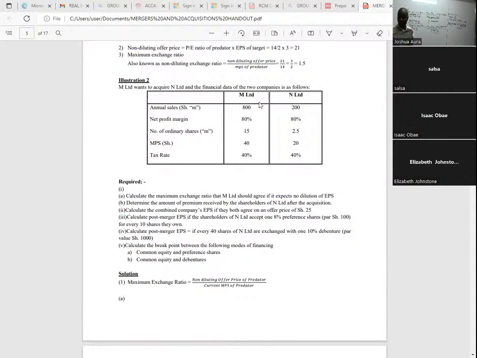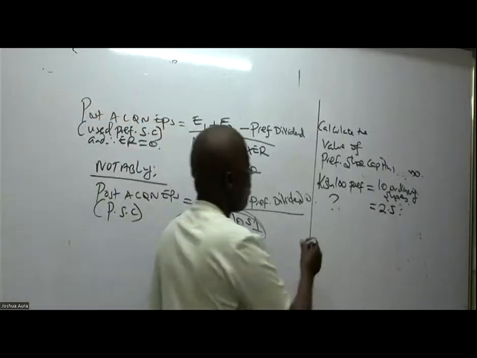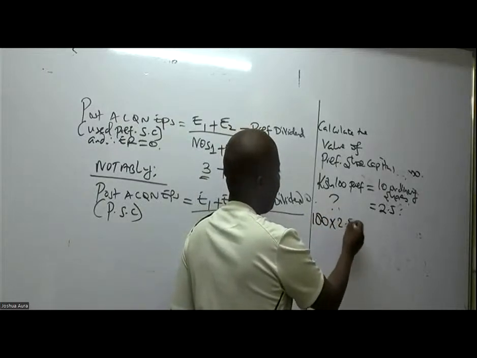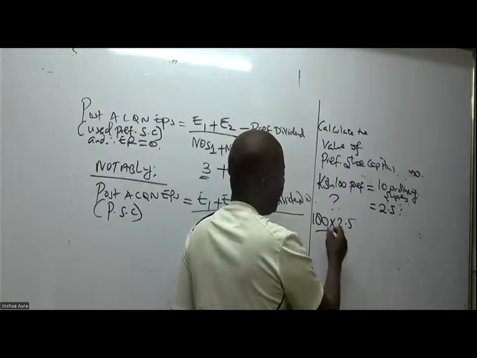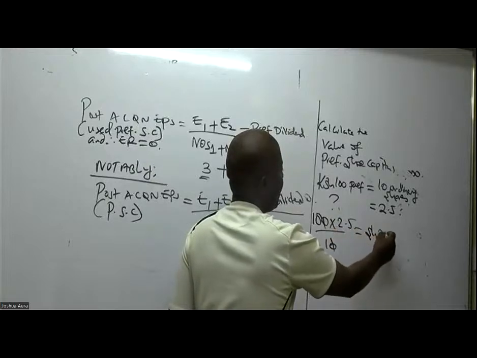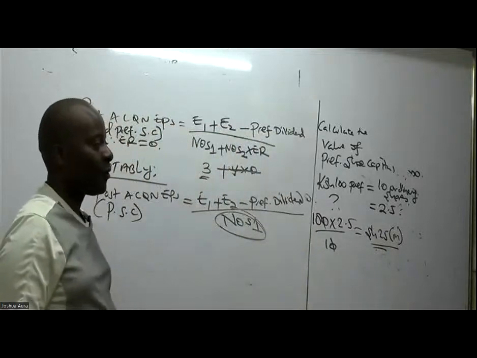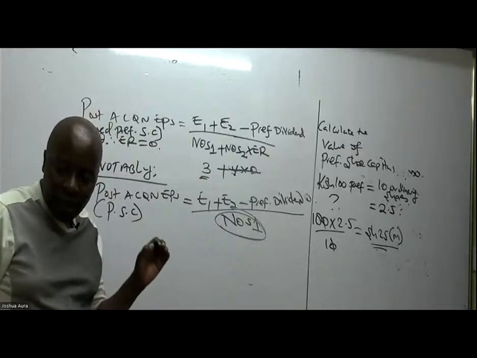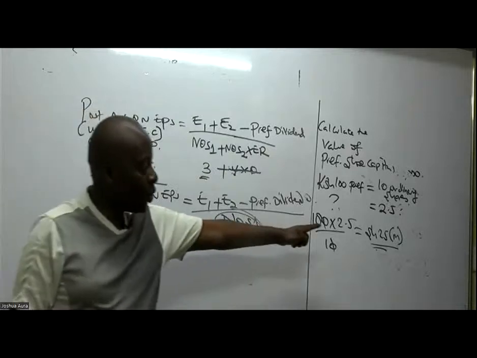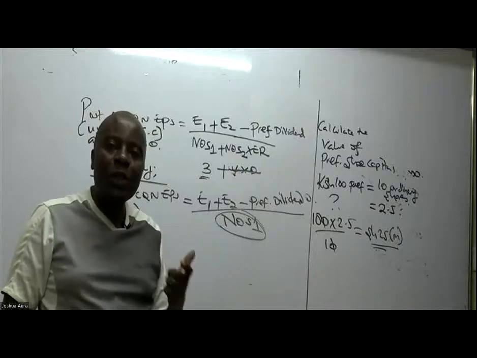All right, so I'm being given a figure of 25. If you try cross multiplying here, it will be 100 times 2.5 all over 10, which at the end of the day, I'm being told here, is 25. Of course, they are in millions, so shillings 25 million.